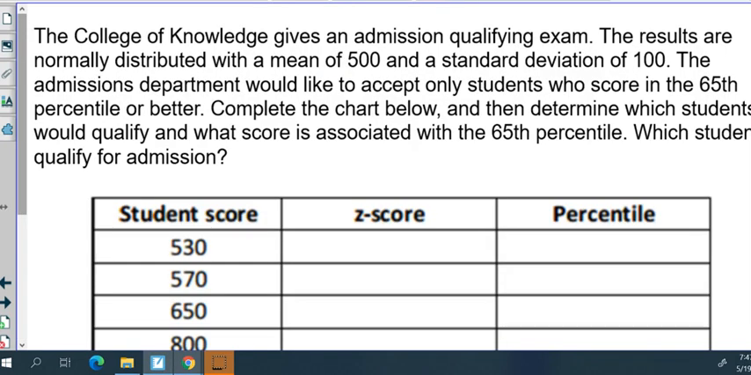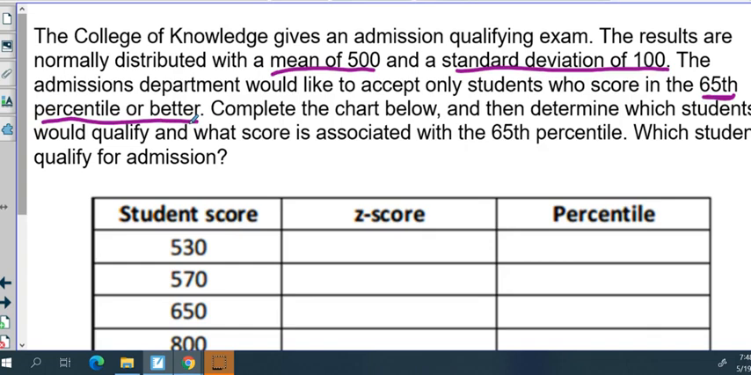All right, so the College of Knowledge gives an admissions qualifying exam. The results are normally distributed with a mean of 500 and a standard deviation of 100. So that's important. I'm going to underline that. The admissions department would like to accept only students who score in the 65th percentile or better. Complete the chart below and then determine which students would qualify and what score is associated with the 65th percentile. Which students qualify for admission?